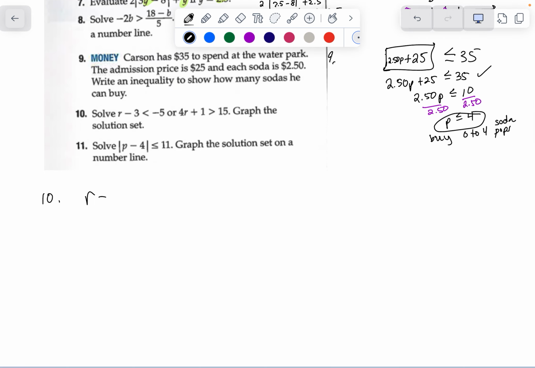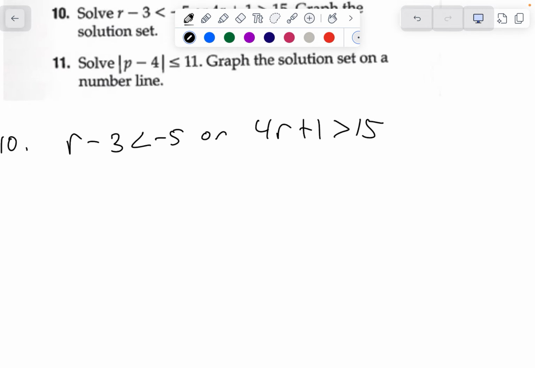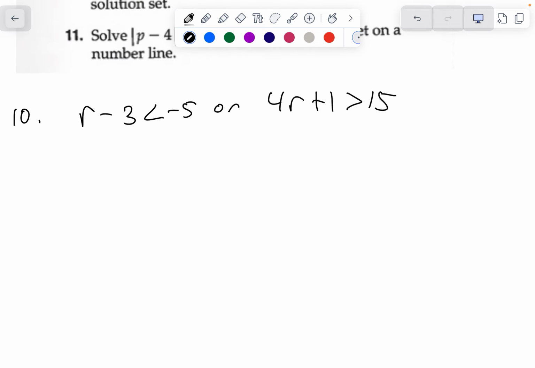Here we have an or inequality. It says graph the solution set. So there's our inequality for number 10. When it's an or, you're going to get to solve each one individually. You just get to solve them. So that's great. So let's just pretend each one's their own separate thing. The first one here, we're going to add 3 to both sides. We get r is less than -2. The r's alone, we're done with that one.